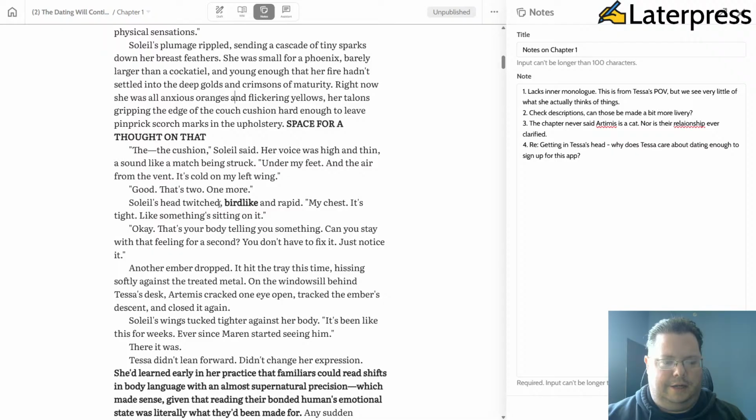I think I would just delete that right there. We've established that Salil is a phoenix, so of course its movements are going to be bird-like. I don't need that.